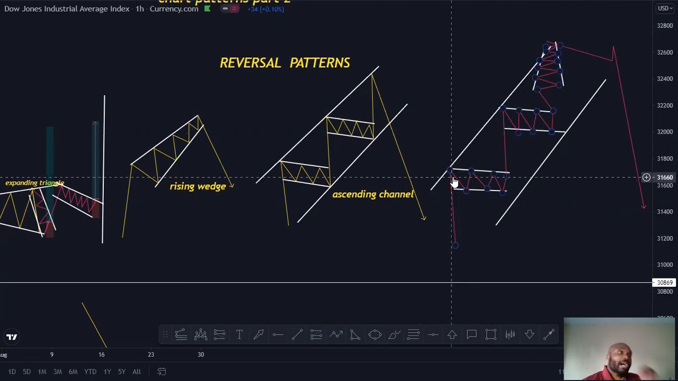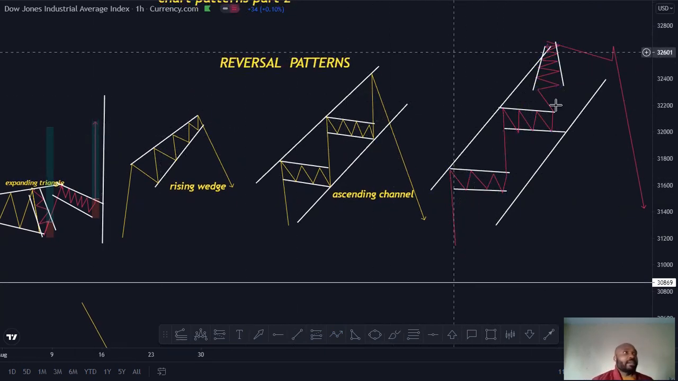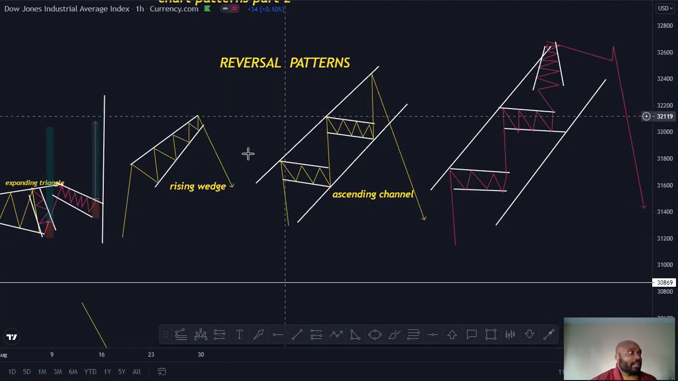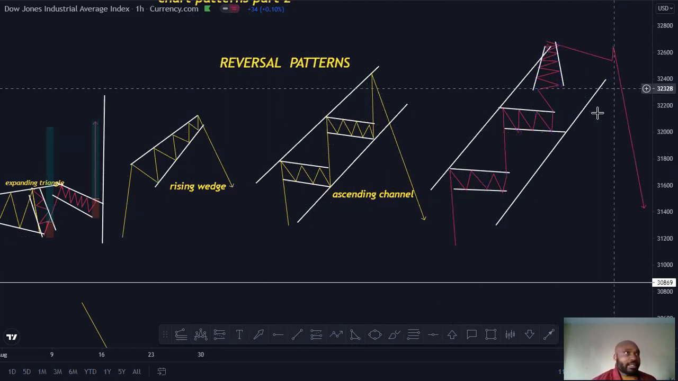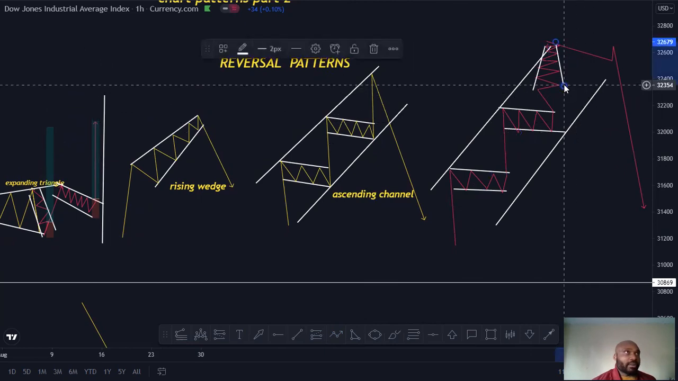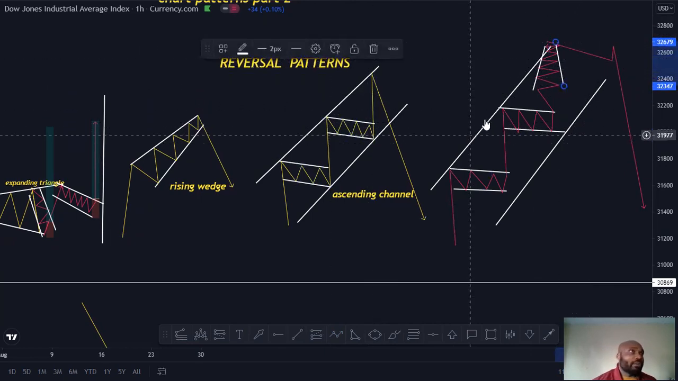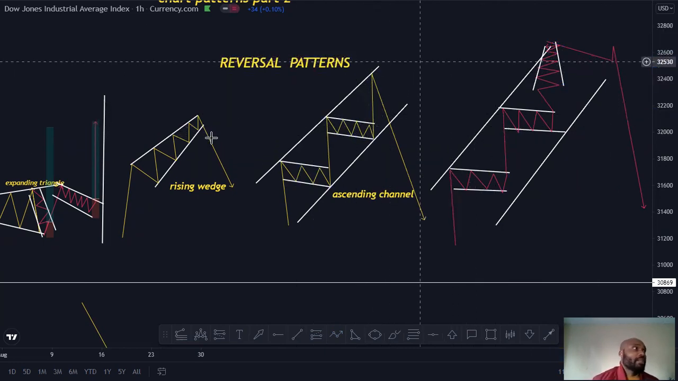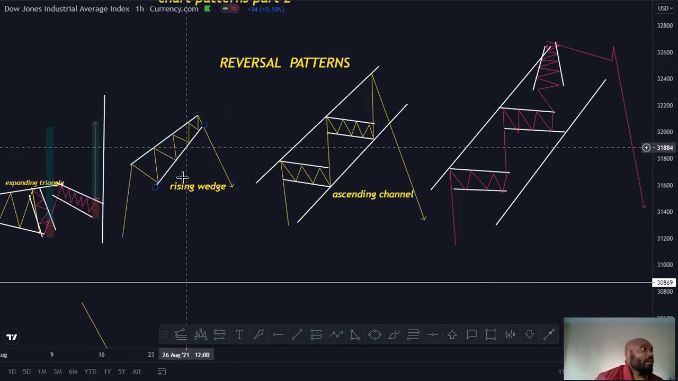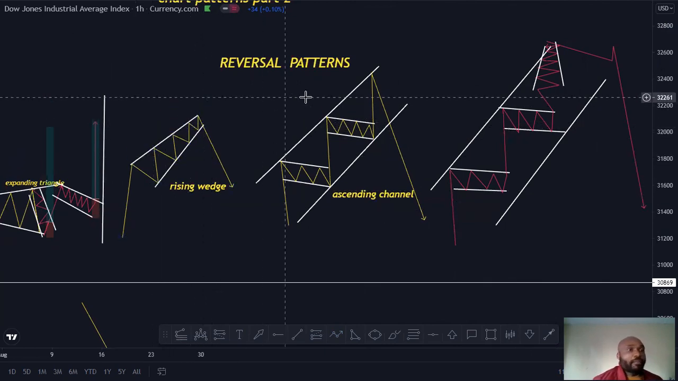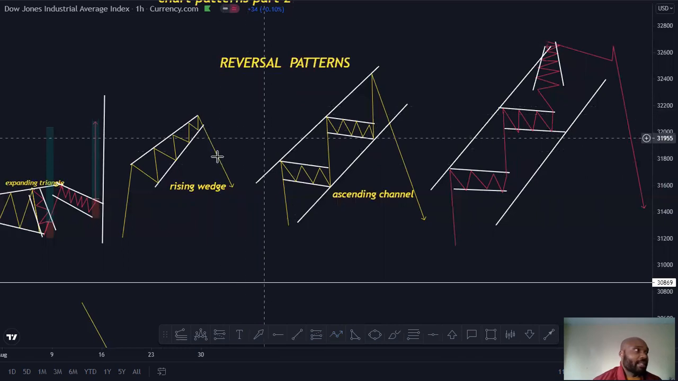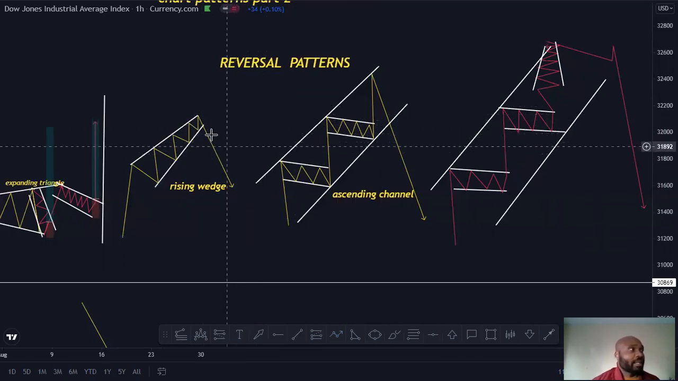Okay, guys. So now here we've combined, on this drawing, the rising wedge and the ascending channel. What I want you to look at is how we can take advantage of setups and patterns like this. So we were saying the rising wedge is your reversal pattern that takes place in an uptrend.